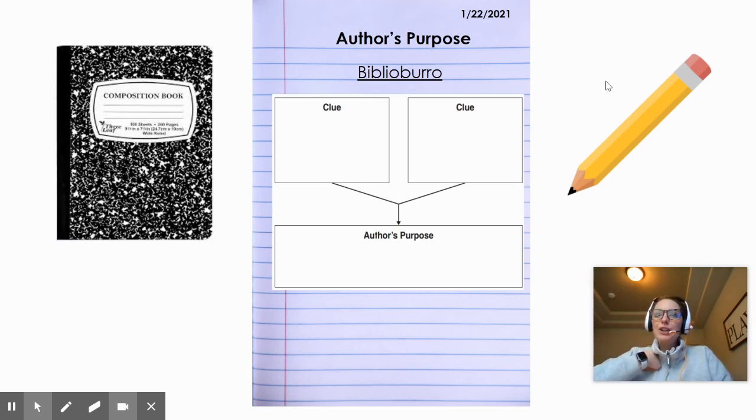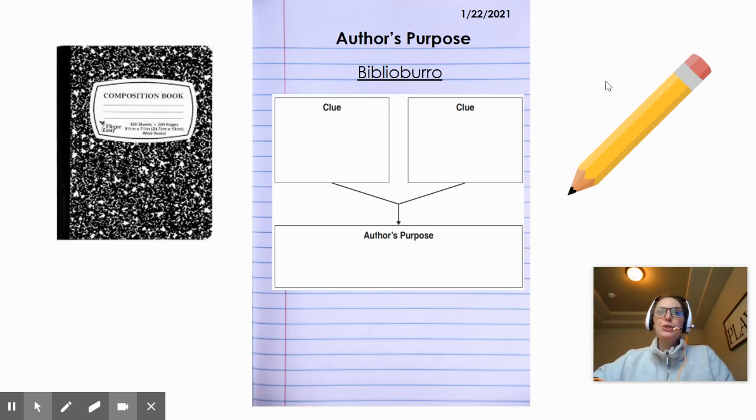For this activity, you will need your composition notebook. Turn to the next fresh, clean page, and you are going to label it with today's date, January 22nd, 2021. The title of this page will be Author's Purpose, which is our comprehension skill. And be sure to include the book title, Biblioburro.